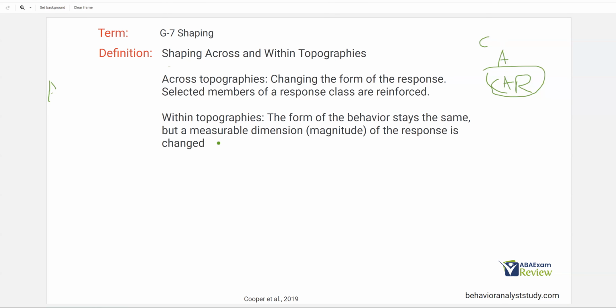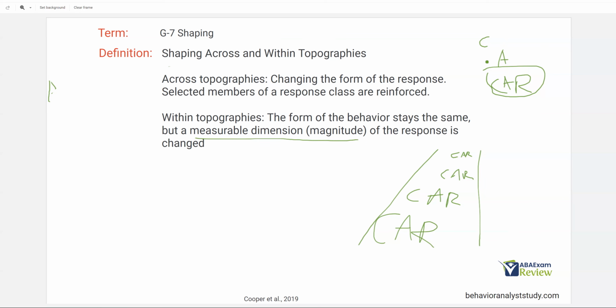But if we're shaping within topographies, we already have the form of the behavior. So let's say we want this terminal behavior of car, which we have. We don't want to change the form, but maybe we want to change a dimension. Maybe we want to change the magnitude. What if we want to change the size of the word? And so now we're going to shape it to make it a little bigger, to make it a little bigger. And now we're finally going to reach our terminal behavior of very big. This is within, right? We've got the same form. We're just changing a measurable dimension.